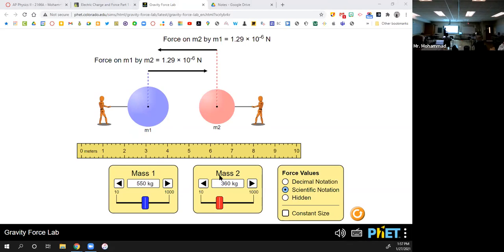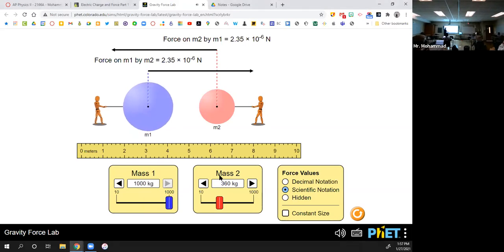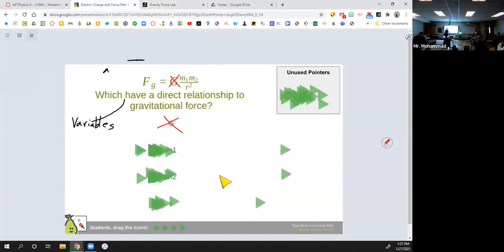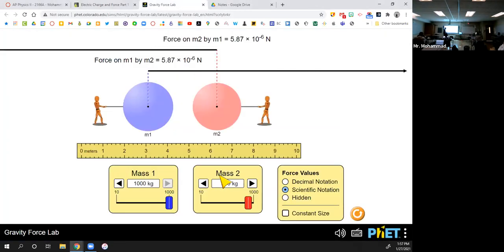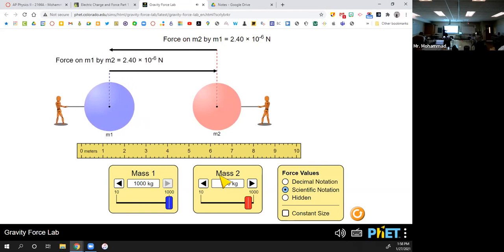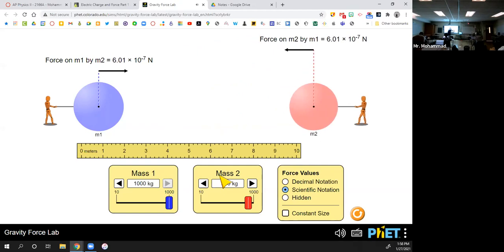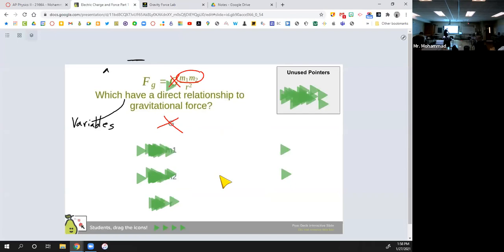So if I increase the mass, the pitch went a little bit higher. So let's call that a direct relationship. The force got bigger, same thing here. So the two masses have a direct relationship. And in the formula, they are in the numerator. So mass one and mass two have a direct relationship. Now, if I increase the distance, the force went down. So the distance does not have a direct relationship. So it's just going to be mass one and mass two.